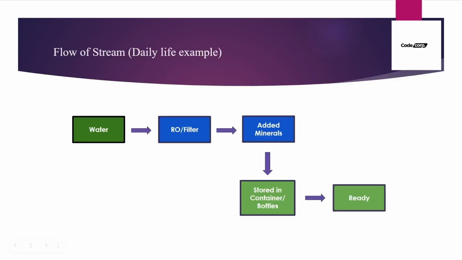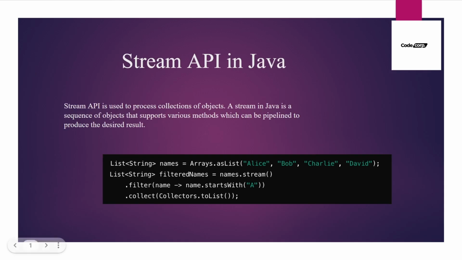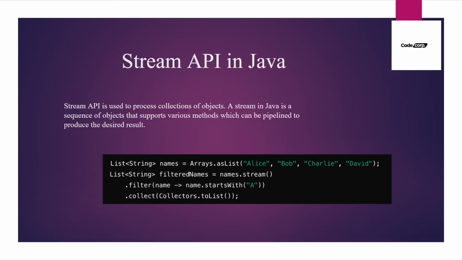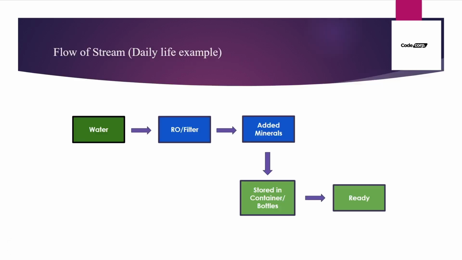So here we are passing a water stream to the RO filter. What is the RO filter? It is an operation. Okay, like earlier where we are passing filter, this is an operation, and this is another operation like adding minerals to that water, that flow of water. And this is another operation, that is after adding minerals we are storing that water to some containers or bottles. So that is like a terminal operation. We are storing that to something like some container or some object. Here you can see in collect we are storing that to a list. Okay, and after that it is ready to use.